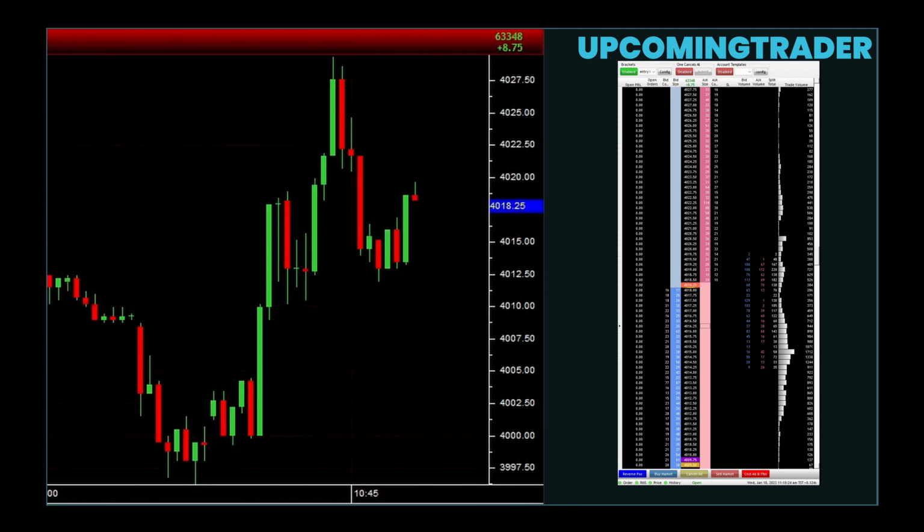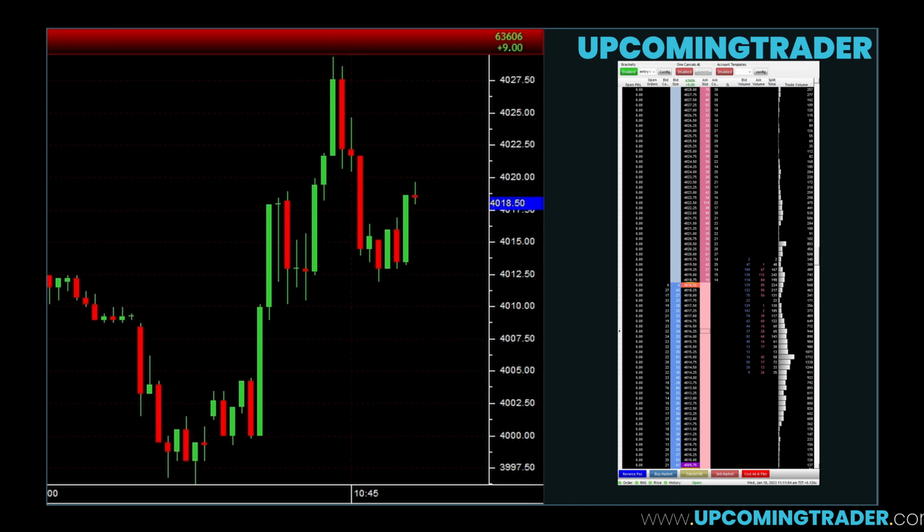Triangles are continuation patterns that show a pause in the current trend. There are three types: ascending, descending, and symmetrical. An ascending triangle has a flat top and an upward sloping bottom line, indicating that the price might break out higher. A descending triangle has a flat bottom and a downward sloping top line, suggesting the price might break lower. A symmetrical triangle has two converging trend lines and can break out in either direction, so it is important to watch for the breakout to determine the next move.